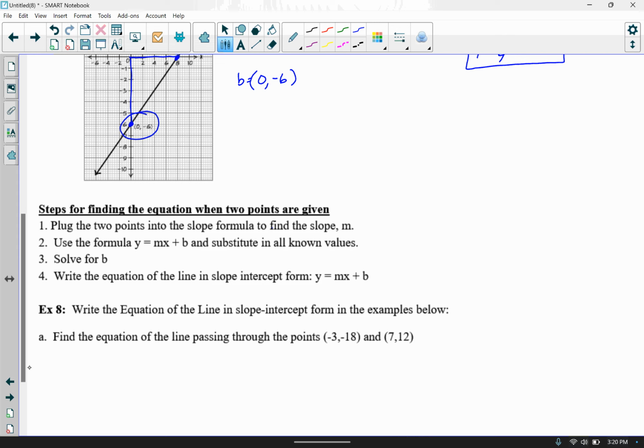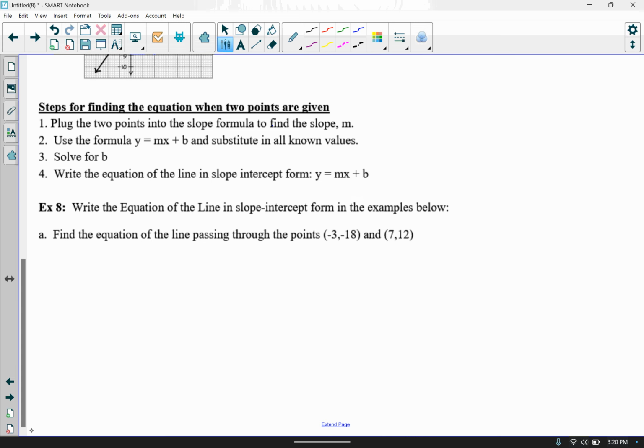So the first thing that you're always going to find is the slope. If you're given 2 points, you're going to plug those 2 points into the slope formula to find your slope. Then you're going to use that formula y equals mx plus b and substitute in everything that you know. And what's going to happen at that point is you're going to know your m, and you're going to take one of the ordered pairs and substitute it in for x and y, and you'll be solving for the b. Okay? And that's what the third step tells you to do, is solve for b. And then lastly, you'll write your equation in slope-intercept form. So of course, I'm going to go through down here example 8, and I'm going to take this one from top to bottom with you, and I'm going to write it in a 3-step process, okay?